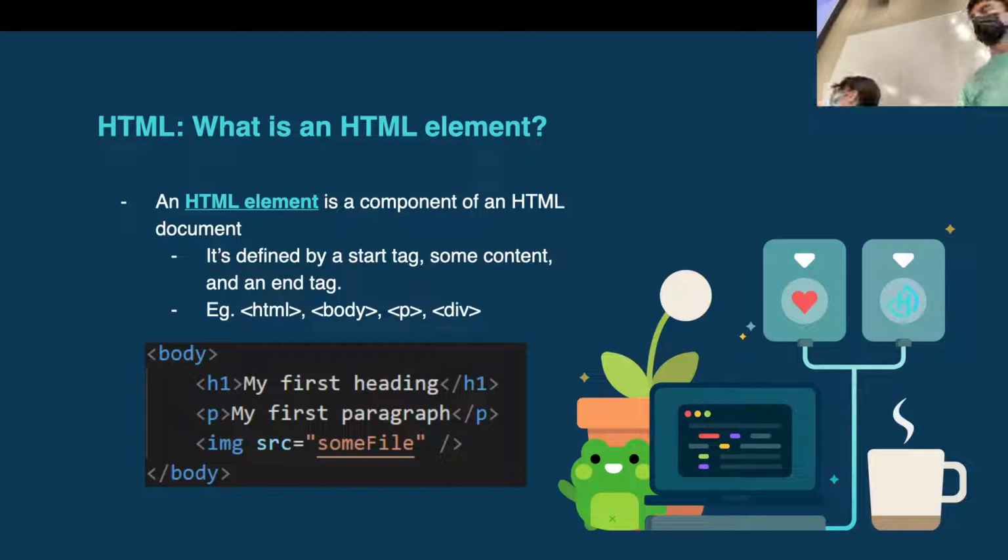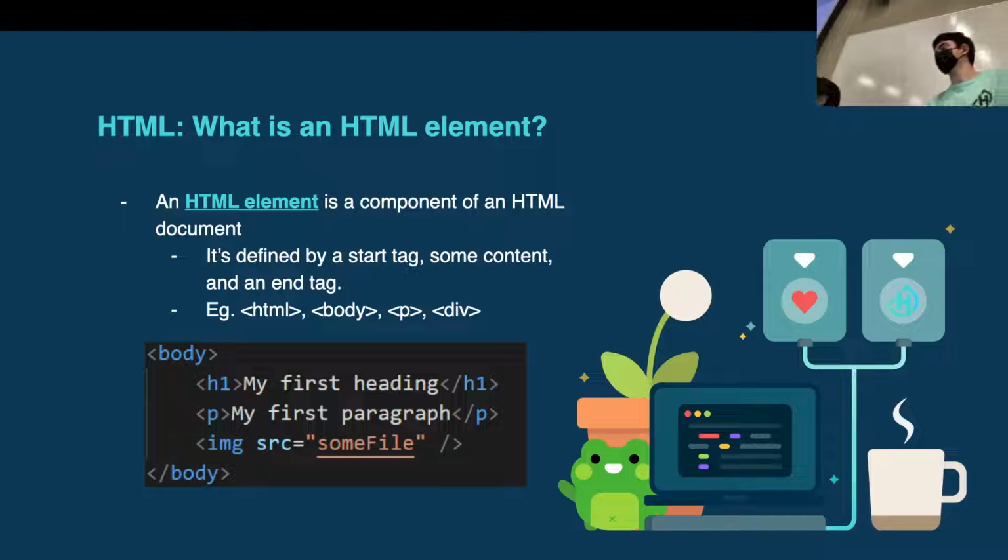OK, so moving on, we have an HTML element. An HTML element is a component of an HTML document. It is characterized by a starting tag, some content in between, and an ending tag. So in the previous slide, you must have seen some of the HTML elements were HTML, head, title, and body. Some of the other commonly used tags are the p tag and the div tag. And right over here, you can see an h1 tag and an img tag.